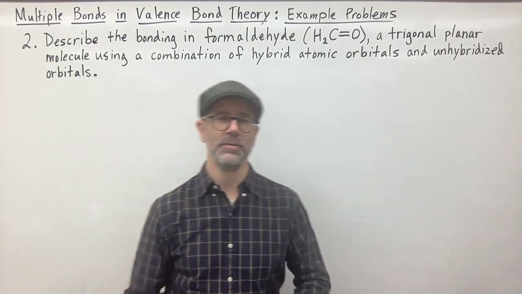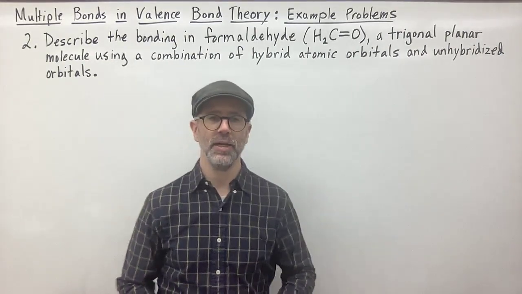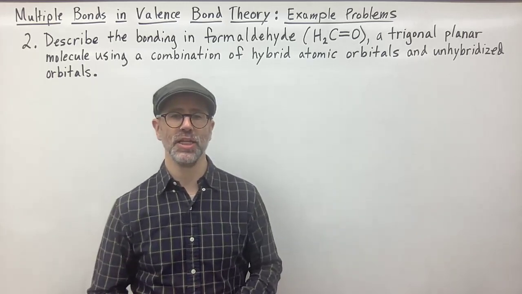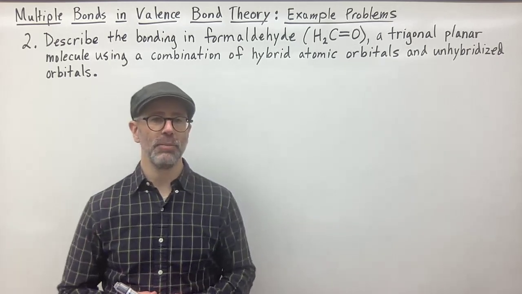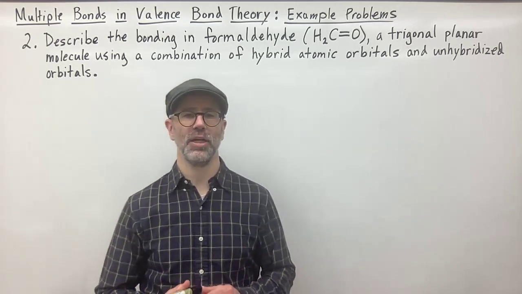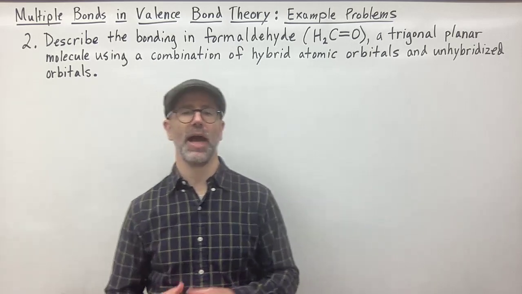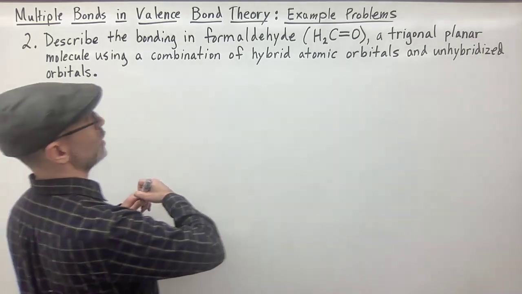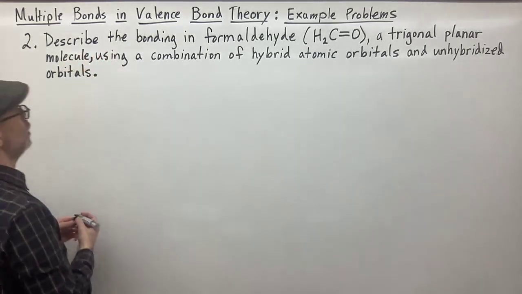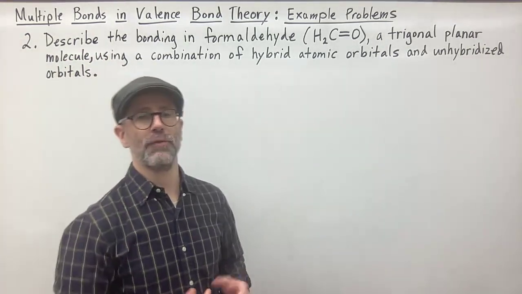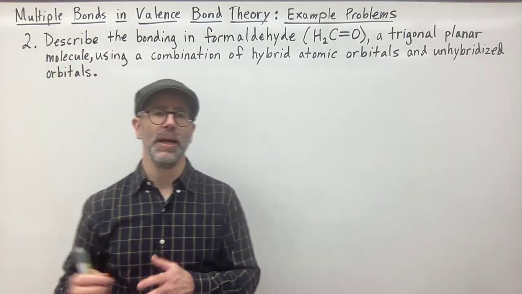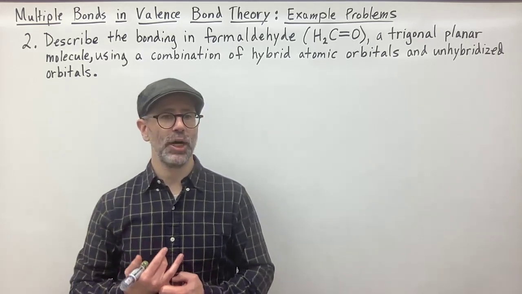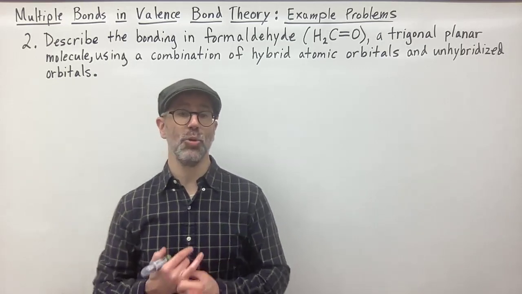Okay, so for our next problem, we're going to be looking at formaldehyde. So in this problem, it says describe the bonding in formaldehyde H2C double bond O, a trigonal planar molecule using a combination of hybrid atomic orbitals and unhybridized orbitals. Trigonal planar molecule. Okay, so just like before, the first thing we want to do is from the description predict what the hybridization is going to be. Since we're told it's a trigonal planar molecule, we should be thinking sp2 hybridized.